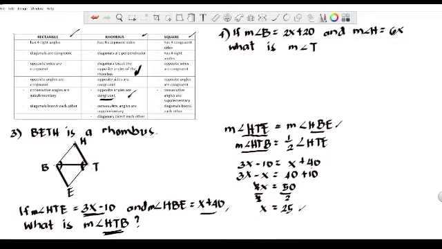So again, ang HTB ay part ng HTE. So we have to determine the value of HTE. Ito siya. Okay? And then, isubstitute natin dyan yung value ng x.